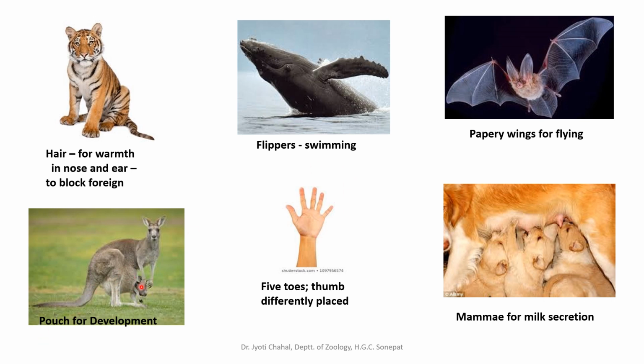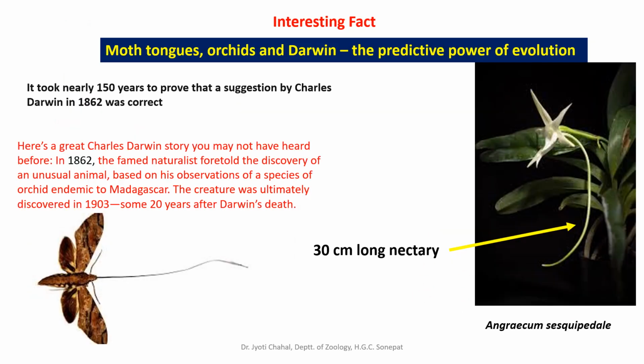Kangaroos have a pouch for development. So the pouch is again a morphological feature which serves an important function, the development of its baby. Mammae for secretion of milk for the young ones. So this was all about functional morphology. Now the next is about some interesting fact.